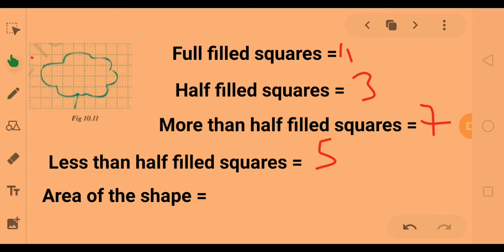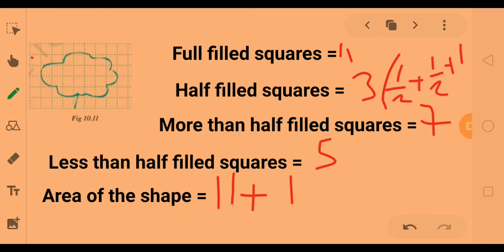Full filled squares, here 11 full filled squares are there. So we write it as 11 plus half filled squares. So 3 halves means it is 1 and a half. 3 halves, you know that half plus half plus half. So 2 halves makes 1, then the remaining half. So 3 halves makes 1 and a half. Then more than half is taken as full filled squares. So we write more than half as full.